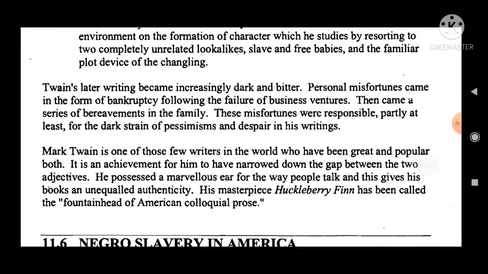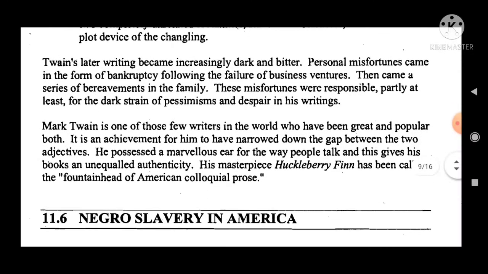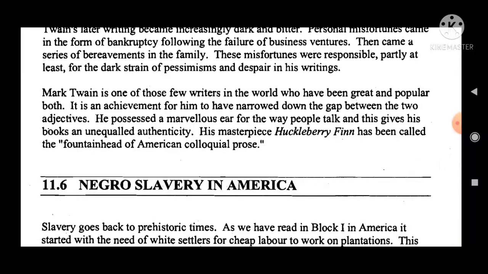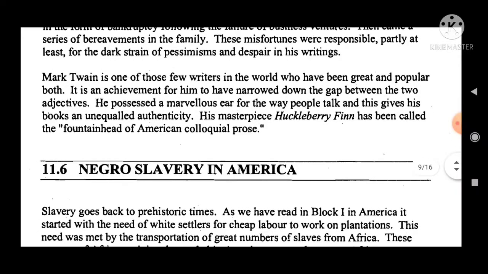Twain's later writing became increasingly dark and bitter. Personal misfortunes came in the form of bankruptcy following the failure of business ventures. Then came a series of bereavements in the family. These misfortunes were responsible partly at least for the dark strain of pessimism and despair in his writings.